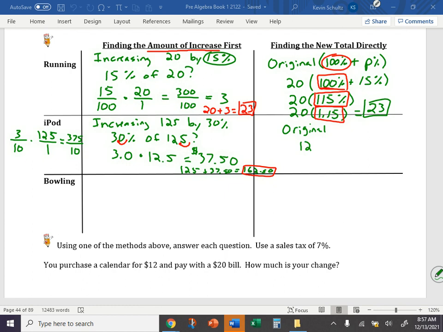125, okay? And we're multiplying that by 100%. And I said last time, if you want to put INC for increase, just to help you remember, that's great. Or you want to put P% or whatever, right? But what we're doing, we're increasing it by 30%.